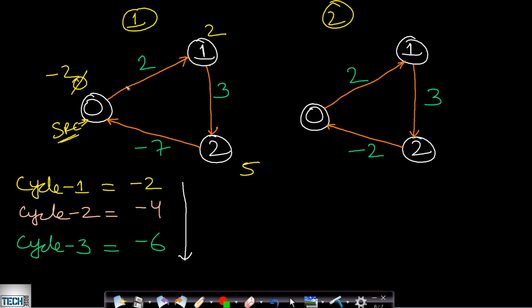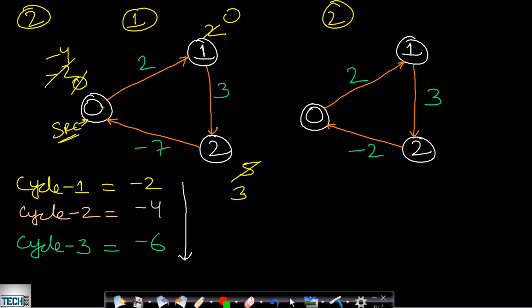Again, if we relax a second time, then from 0 to 1 the cost will be minus 2 plus 2, which is 0. From 1 to 2 the cost will be 0 plus 3, which is 3. From 2 to 0 the cost will be 3 plus minus 7, which is minus 4. So we have now performed 2 rounds of relaxation, and our V value, the number of vertices, was 3. Now if we perform one extra relaxation, there should not be any update. And if we find any new shortest path for any node, then we can surely say that there is a negative edge cycle in this graph.